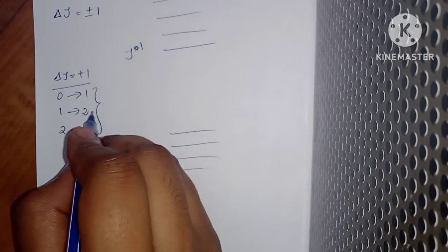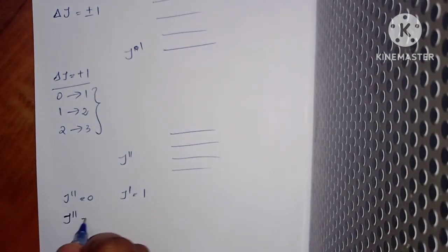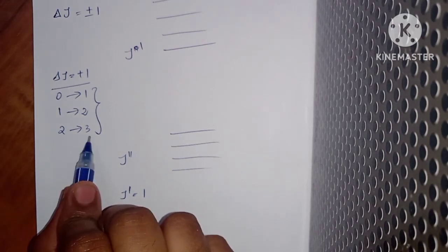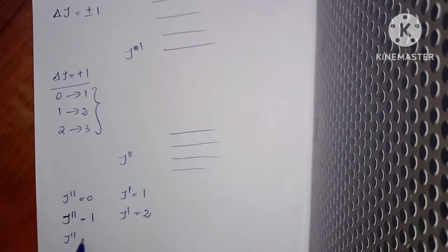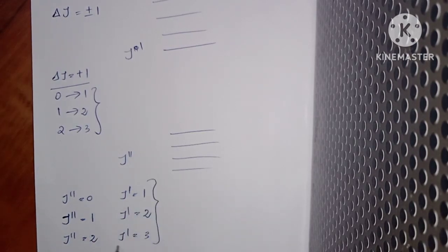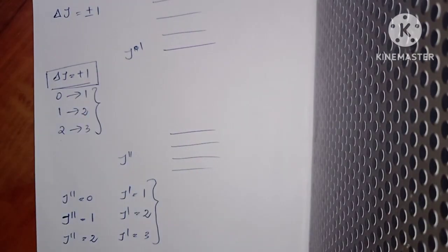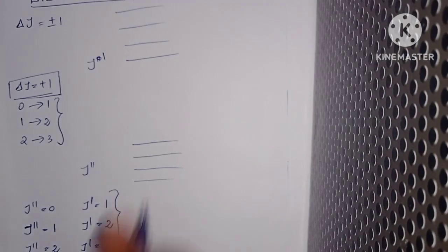So if we are considering the 1 to 2 transition, that means J double dash is equal to 1 and J dash is equal to 2. If we are considering the 2 to 3 transition, J double dash is equal to 2 and J dash is equal to 3. So we have to put these values to find the spectrum of the delta J equal to plus 1 case. And what if delta J is equal to minus 1?